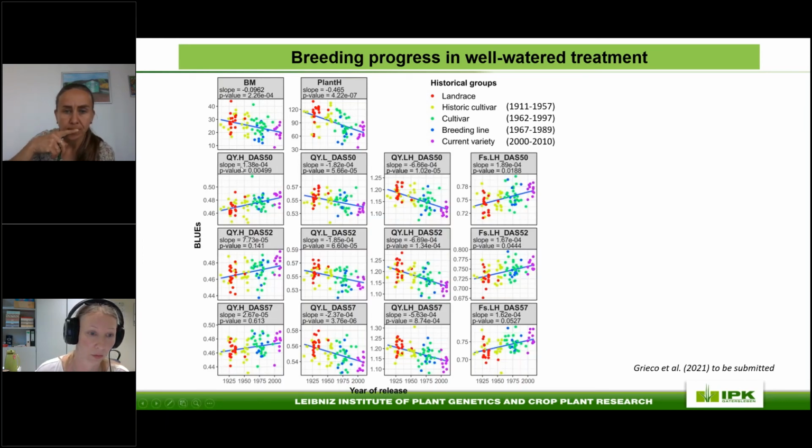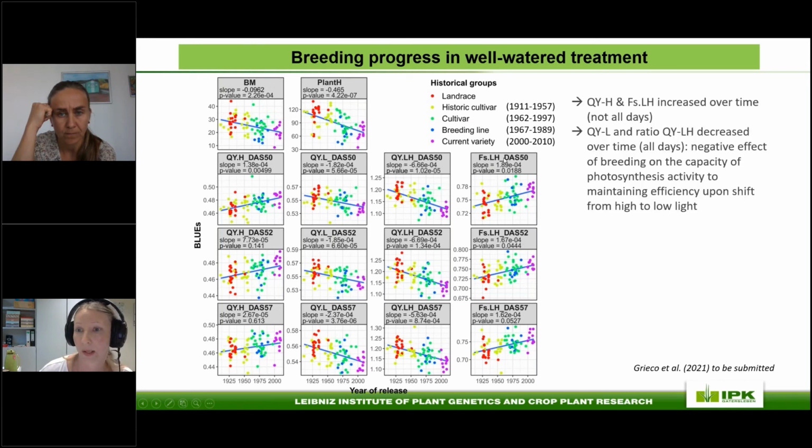And these are now the 3 days for QYH. This is all in the well-watered treatment, and there is a positive trend or increase along the year of release. So here you have the year of release, I should say. So there's a positive trend of breeding for QYH, not always very strong, but significant here, and in trend visible here. And there is a decrease in the QYL and in the ratio, and again an increase in this fluorescence ratio, low to high light.